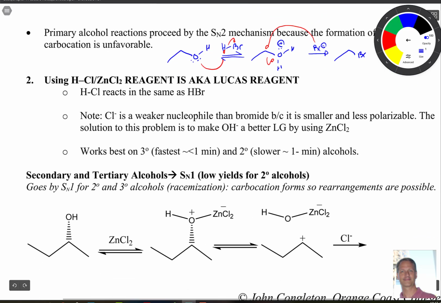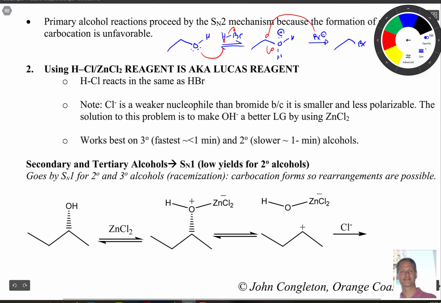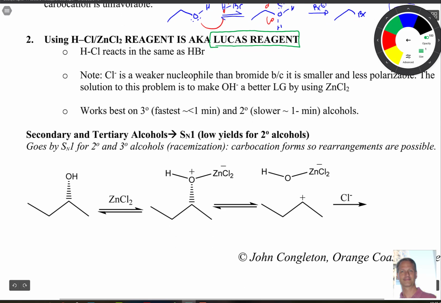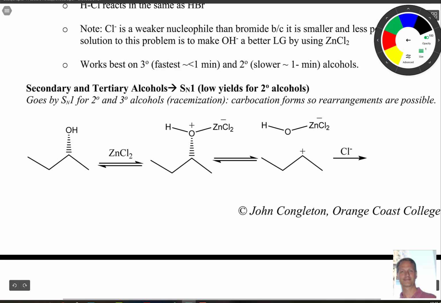This reagent is HCl, hydrochloric acid, and zinc chloride, and it has a common name. It's called the Lucas reagent. Sometimes in second semester we do this experiment called qualitative analysis, and we use the Lucas reagent to help us determine whether we have a primary, secondary, or tertiary alcohol. Okay, so let's look at the reaction here, and then we'll come back and hit some of these points above in just a second. All right, so secondary and tertiary alcohol.